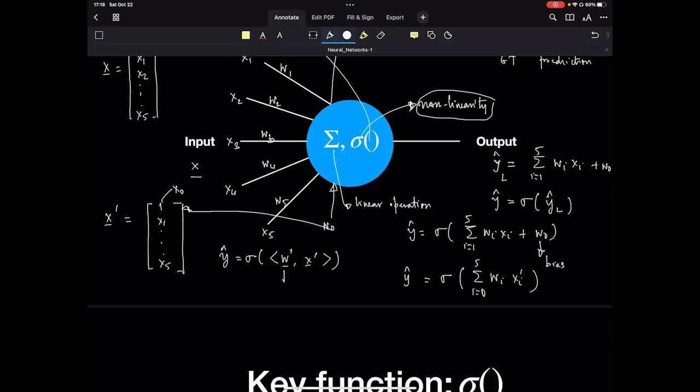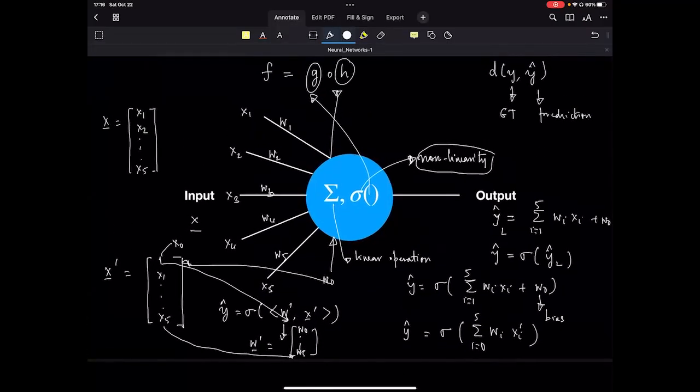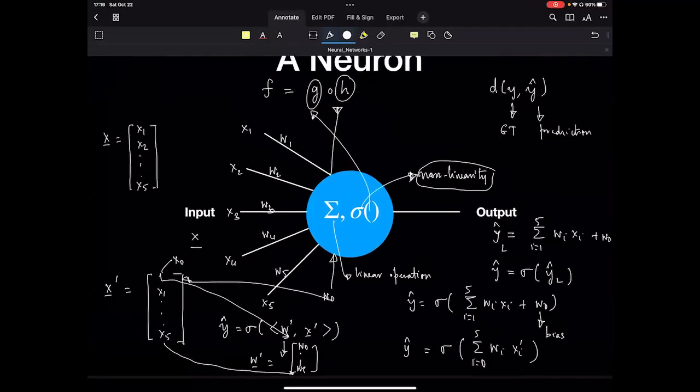So here in this case, my w prime is nothing but this vector, w naught all the way to w5. And all you're doing is you're taking an element-wise multiplication of these two vectors, which is captured through this inner product notation. Okay, now an obvious question that you will ask me is, what is sigma?